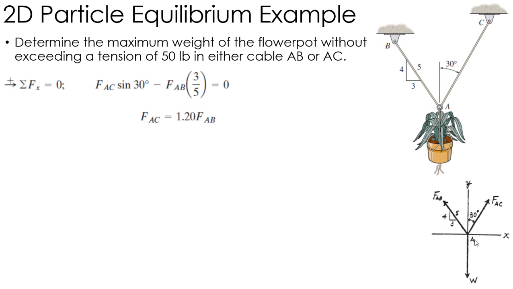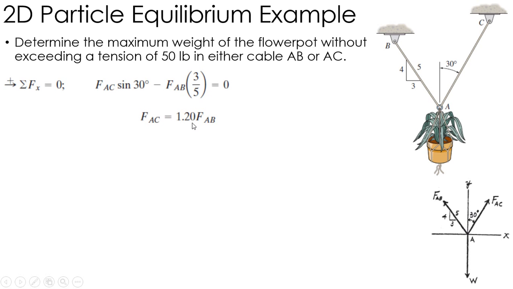So summing the forces in the X direction, we basically just have the two tensions because the weight is all in the Y direction. So I have FAC sine 30, again that's the horizontal component of this force, and then FAB 3/5, again I'm looking for that horizontal component, so it would be 3/5. AC is in the positive X, AB is in the negative X direction, so you have that minus sign there. Simplifying that down, I find out that FAC equals 1.2 times FAB.